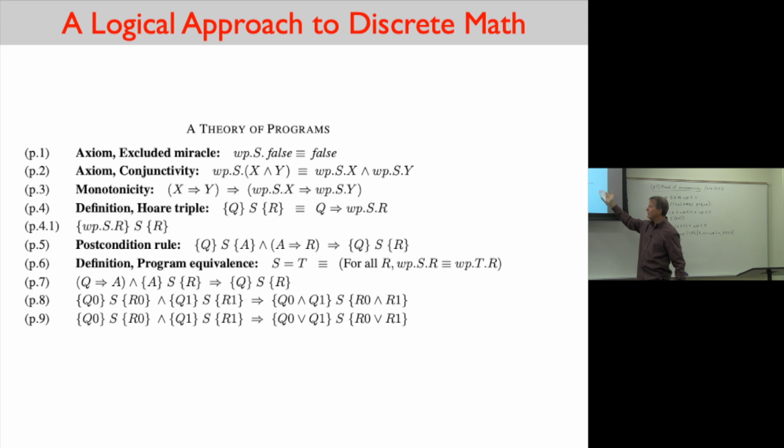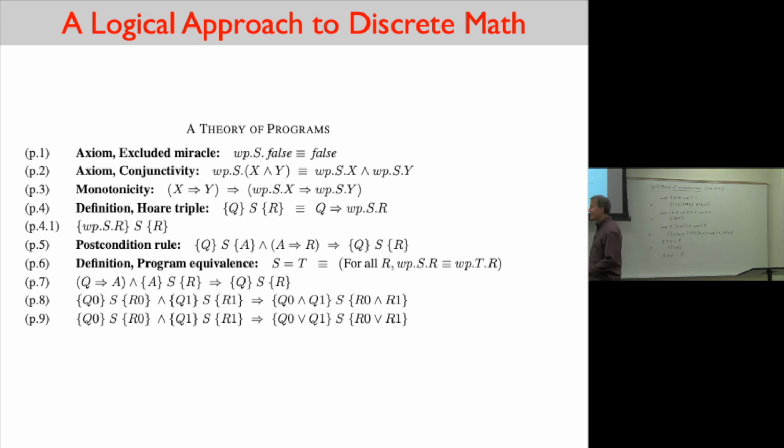What does that equivalent? Exactly what we've been saying: Q implies the weakest precondition WP.S.R, if it's a valid one. We've already seen the meaning of it through some examples, but here is the formal definition of a Hoare triple. So anytime you have a Hoare triple like this, you can replace it with Q implies WP.S.R. Nice. Are we good?